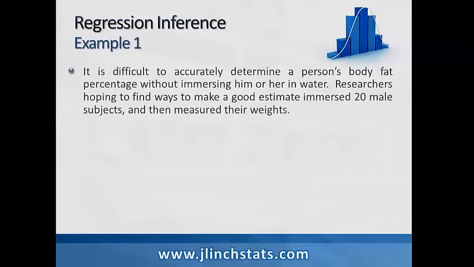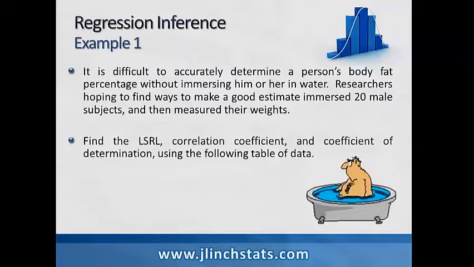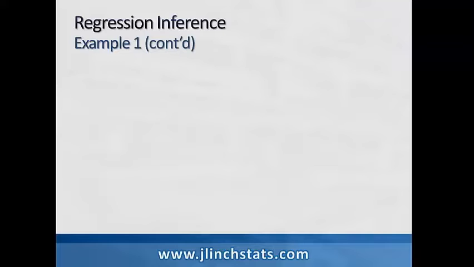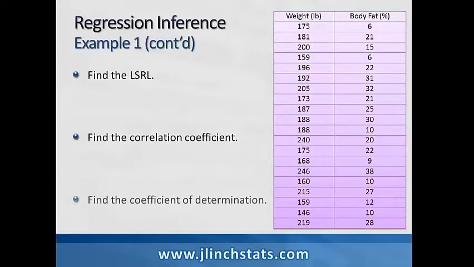It's difficult to accurately determine a person's body fat percentage without immersing him or her in water. Researchers hoping to find ways to make a good estimate immersed 20 male subjects and then measured their weights. Find the least squares regression line, the correlation coefficient, and the coefficient of determination using the following table of data. So let's take a look at our table data here, and let's go ahead and find the least squares regression line, the correlation coefficient, and the coefficient of determination.